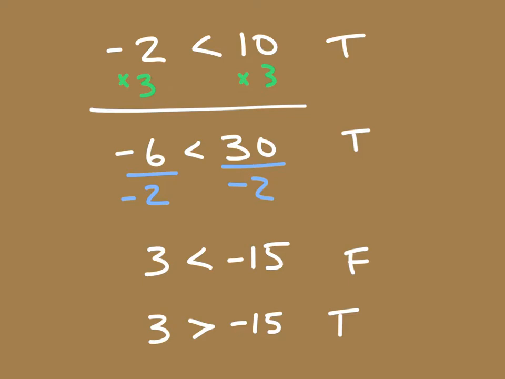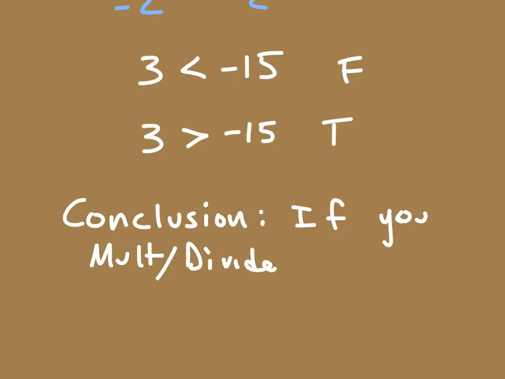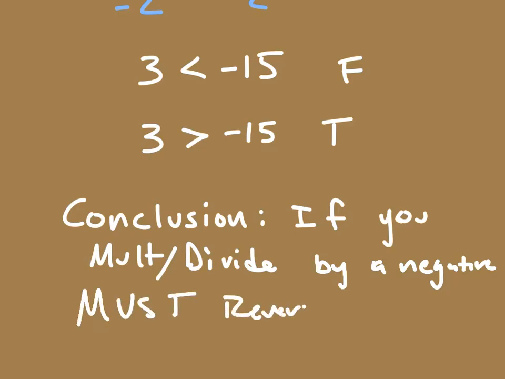So the conclusion that we can draw from this is that if you multiply or divide, and remember those operations go hand in hand, and I did division in my example here, but if we multiply or divide by a negative, then you must reverse your inequality symbol. And that's what we do when we solve any sort of inequality.